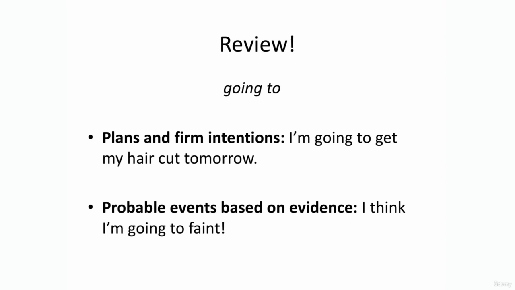Another way of speaking in the simple future tense is with the construction going to. We use going to indicate plans and firm intentions. For example, I'm going to get my hair cut tomorrow. We also use going to refer to probable events based on evidence we can see. I think I'm going to faint.